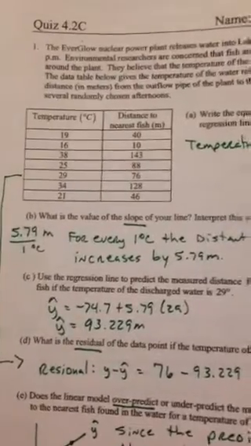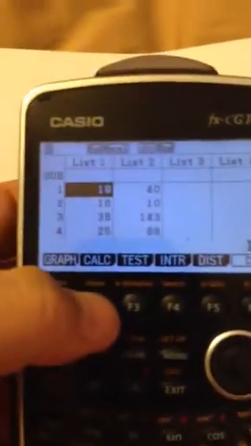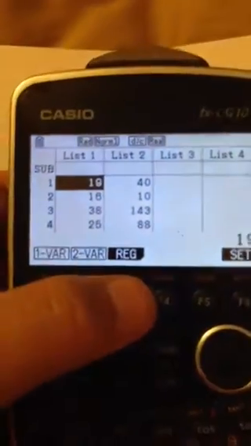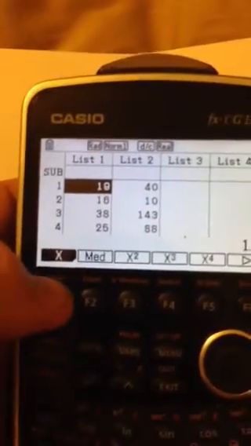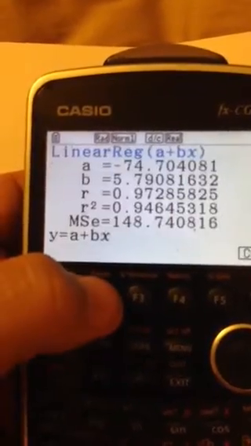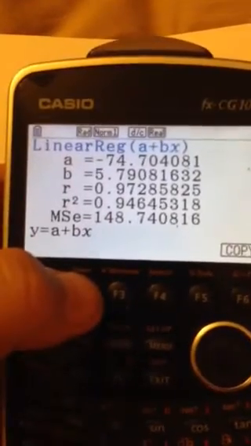So, first of all, you had to enter your data into the calculator. Well, if you notice, there's my data in the calculator. And remember, in order to find the equation of the line, you simply hit calc, regression, x, a plus bx, and there's your a and your b.